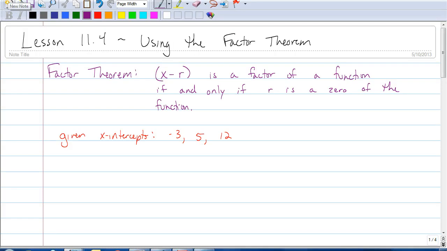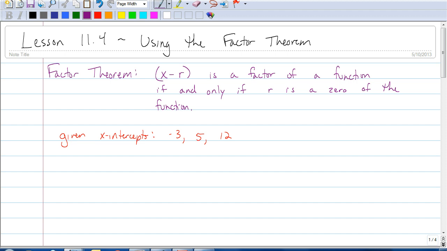So in the previous video we looked at how to use the factors, or the factored form, of a polynomial. Today, in this video, we're going to look at what's called the factor theorem. You want to make sure you get this factor theorem in your notes. It says the factor theorem is this: x minus r is a factor of a function if and only if r is a zero of the function.